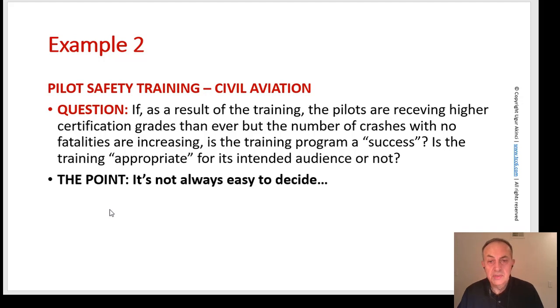So the question is, if as a result of this training the pilots are receiving higher certification grades, let's say, than ever, but the number of crashes with no fatalities, or perhaps with fatalities, are increasing, is the training program a success? Is the training appropriate for its intended audience or not? So it may take some consideration to decide whether this training was a success or not.